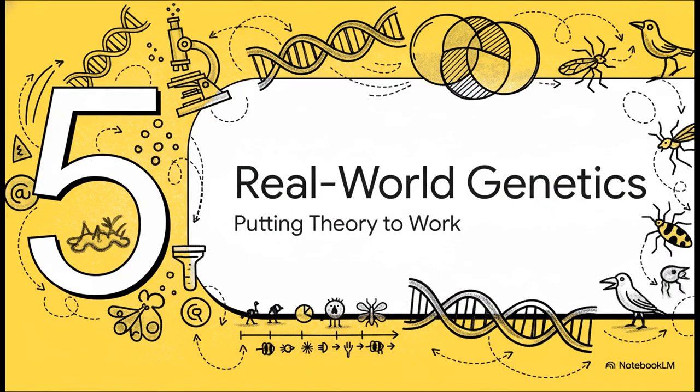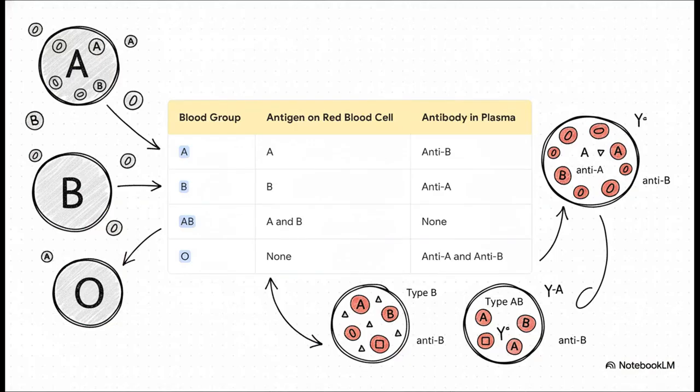Okay, enough with the theory for a second. Let's make this real. How do scientists actually use all of these principles? Let's take a look at a classic, everyday example and see the real-world impact of this science. The ABO blood group system is a perfect example of this stuff in action.